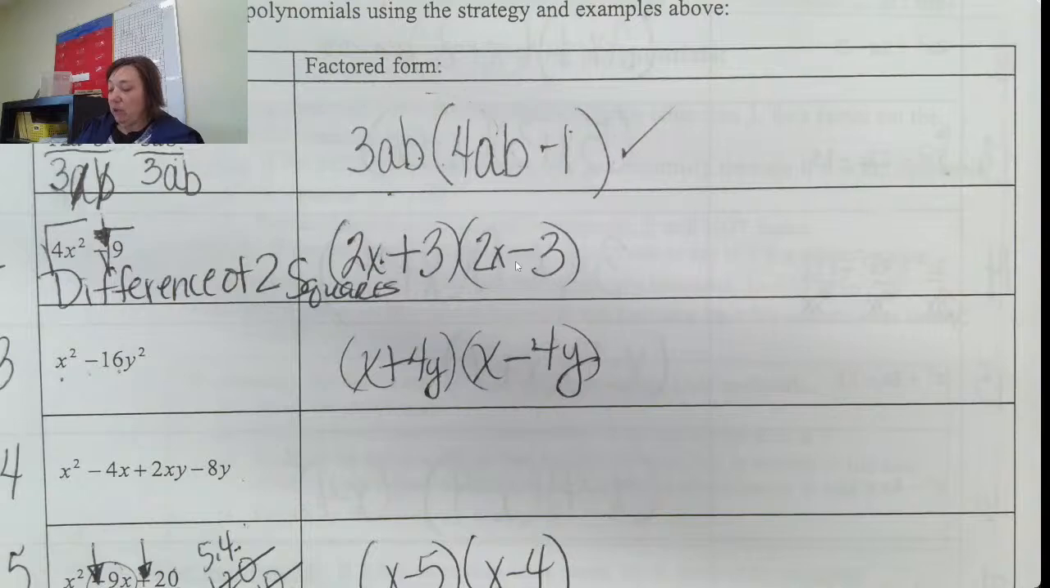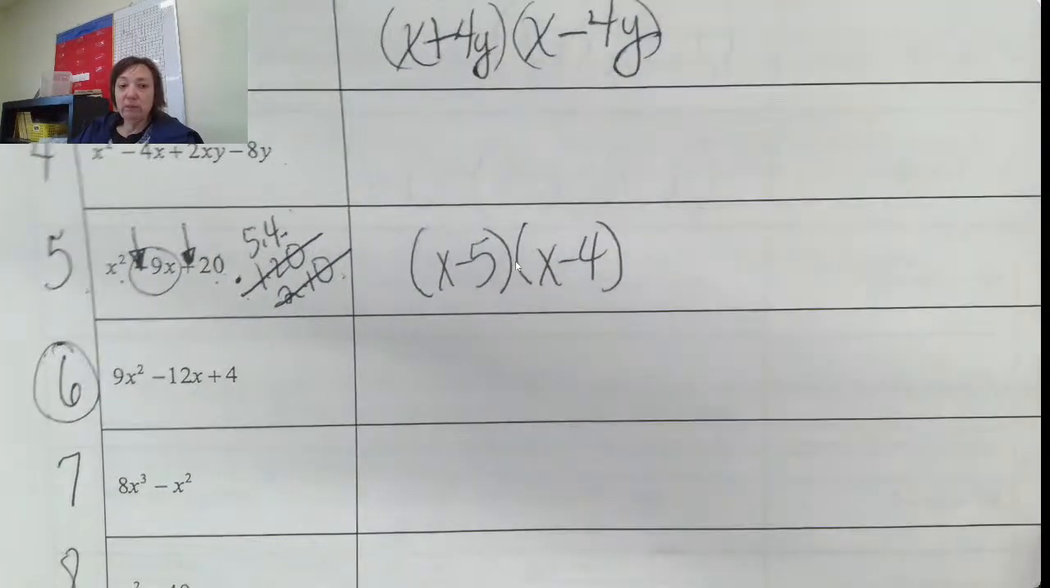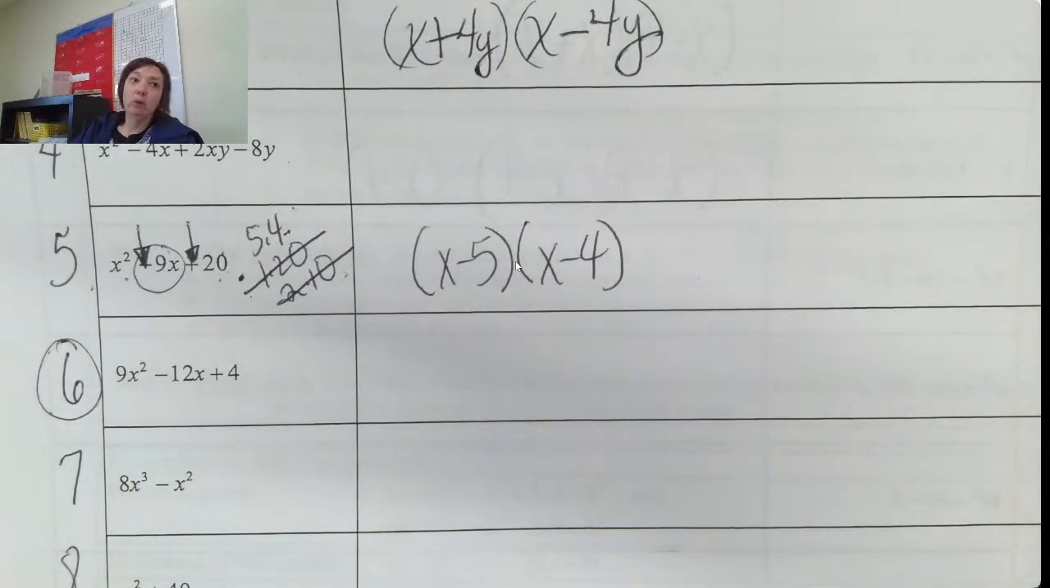Okay? If you look at number 7, is number 7 a difference of two squares? No. But is there something we could factor out maybe?